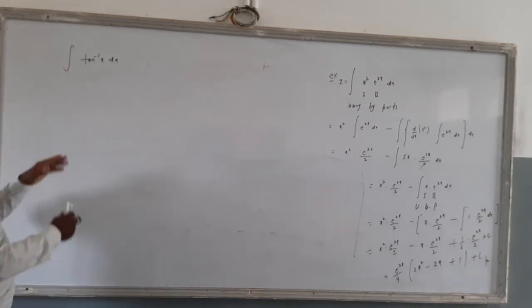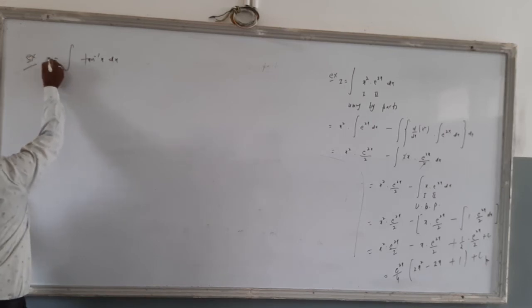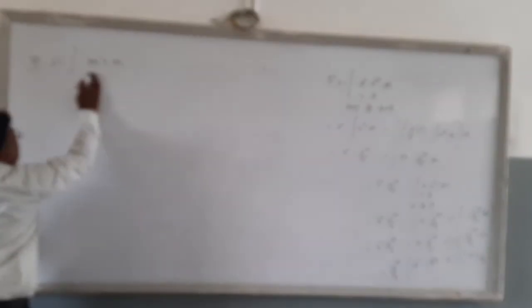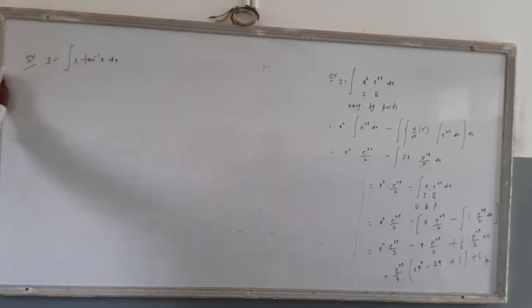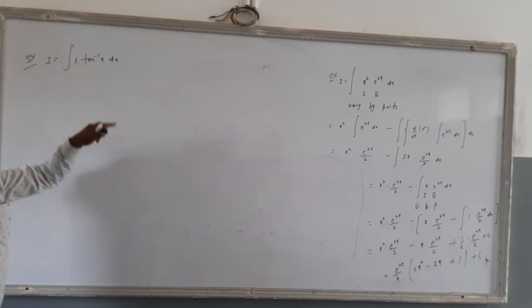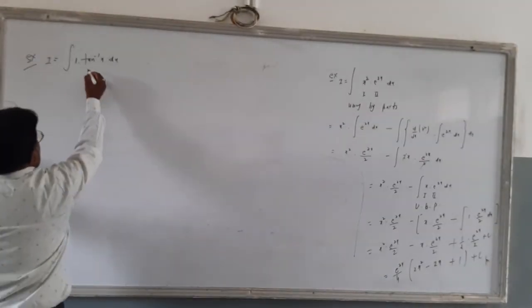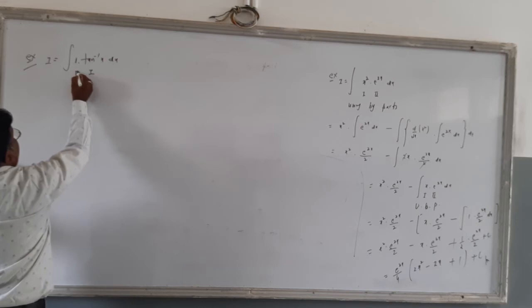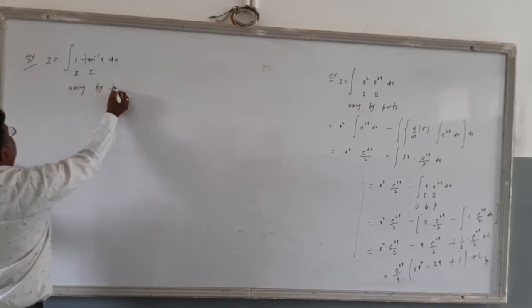For example, tan inverse x. What is the integration of tan inverse x? Right? So now look here. This is only a single function. Now there is another function, 1. Right? Now 1 is an algebraic function, since 1 is x raised to power 0. So 1 is algebraic, tan inverse is an inverse trigonometric function. According to the rule, tan inverse is first and algebraic is second. And now using by parts.